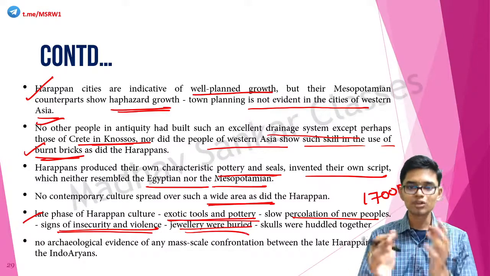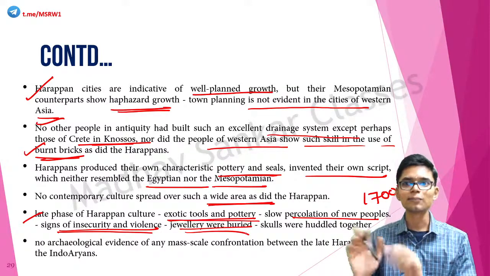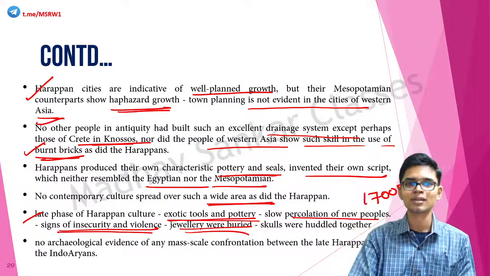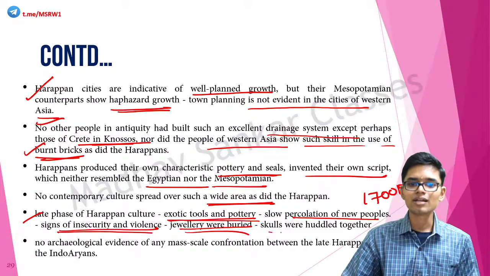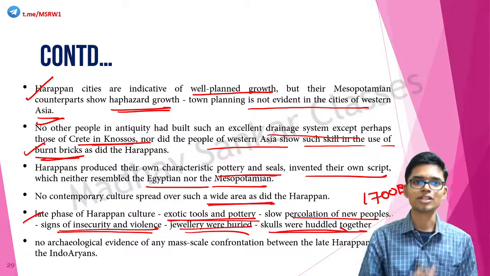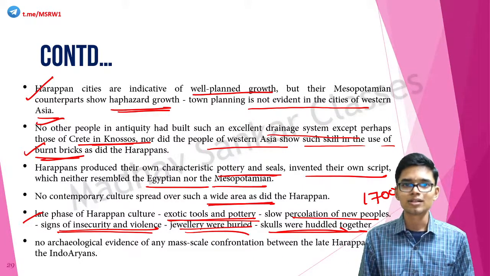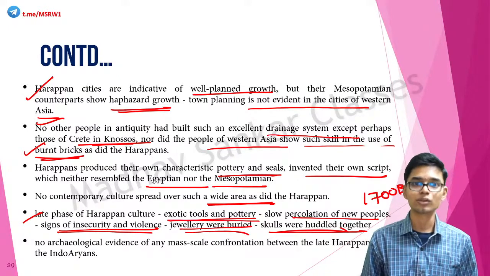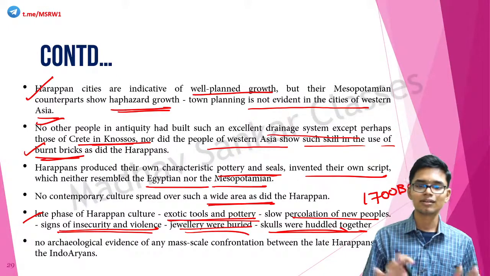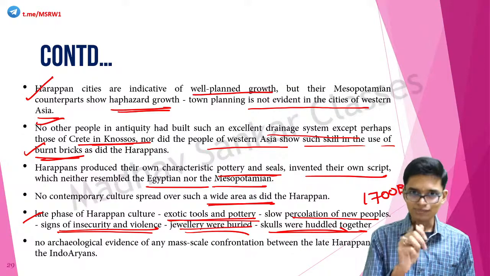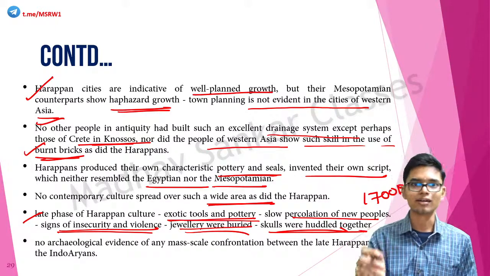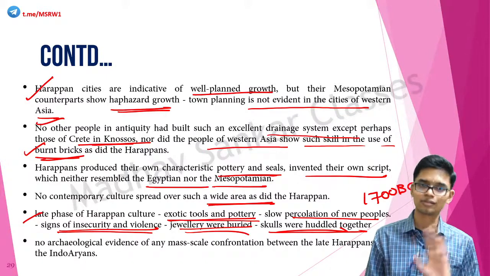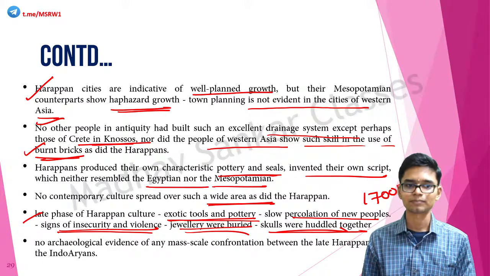Correct? So if the jewelry was safely buried, then it points to the fact that there is somebody at your door, some threat is there. Similarly, we find skulls were huddled together in a particular region. Human skulls. So this also points to some kind of violence around this time. So in the late Harappan phase, we find all these things. This is one of the reasons why some historians argue that the arrival of Aryans caused the decline of Harappan society.